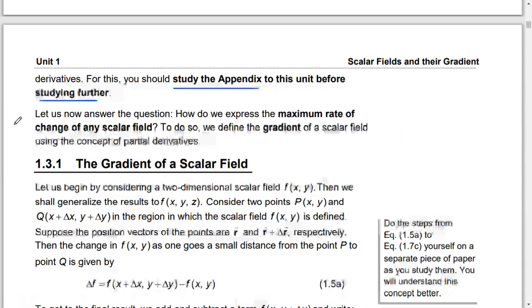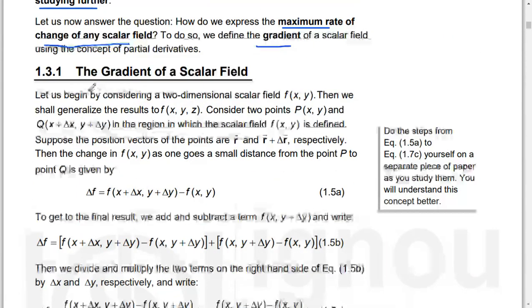Let us now answer the question, how do we express the maximum rate of change of any scalar field? To do so, we define the gradient of a scalar field using the concept of partial derivatives. The gradient of a scalar field.